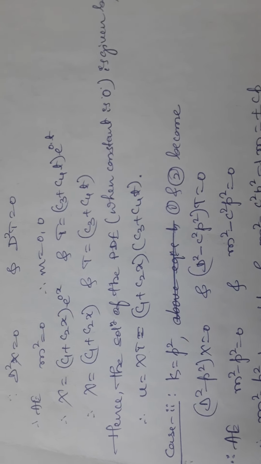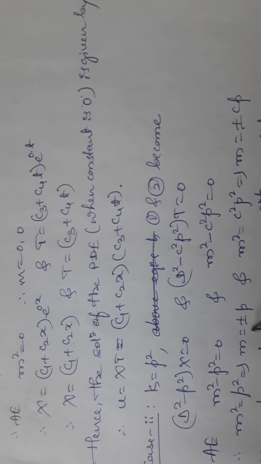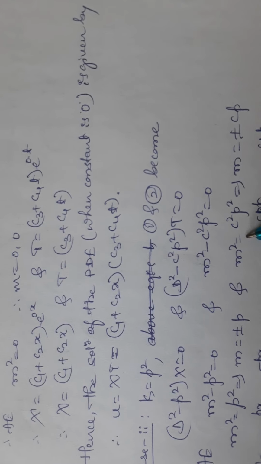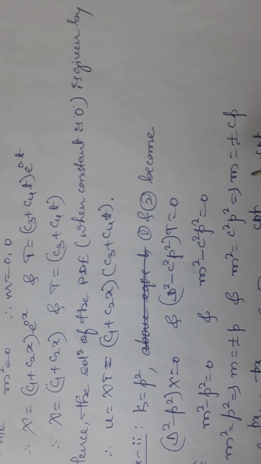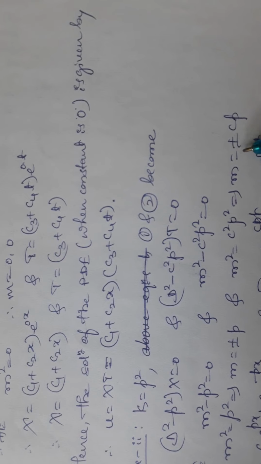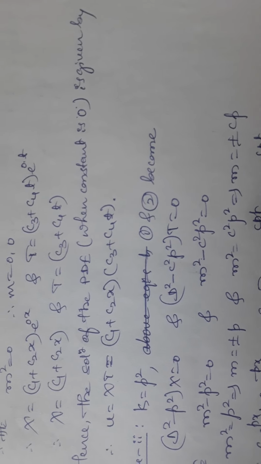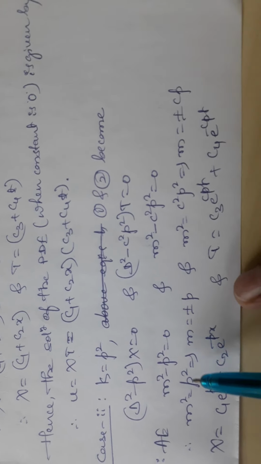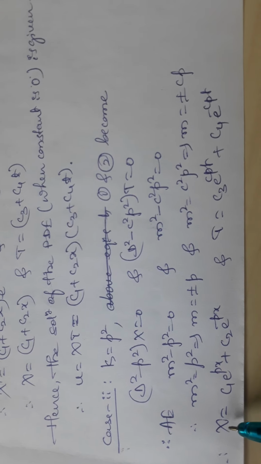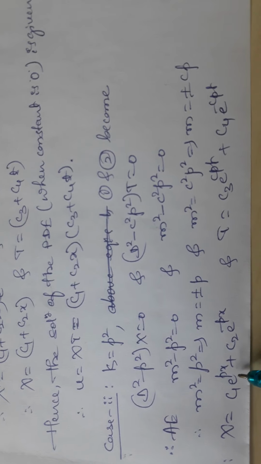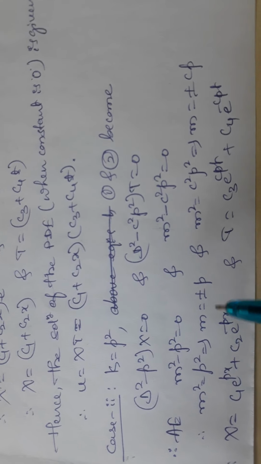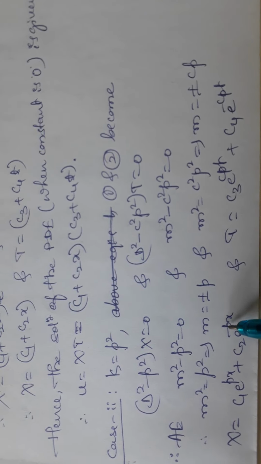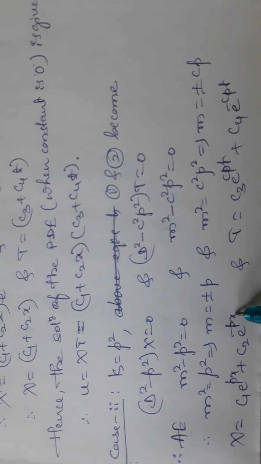Here m square equal to p square, therefore our roots are m equal to plus or minus p. From the second equation, m square equal to c square p square, which implies our roots are m equal to plus or minus cp. Here both the roots are real and unequal, therefore the solution for the first equation is x equal to c1 e to the power px, the positive root, plus c2 e to the power minus px.